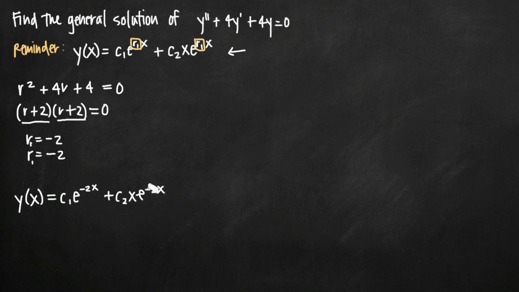And this is our final answer, even though we haven't solved for c sub 1 and c sub 2. If you're given initial conditions to go along with your equation, you can use those initial conditions to solve for c sub 1 and c sub 2 and get a particular solution instead of just a general solution. But in this case, since we don't have those initial conditions, we're just looking for the general solution, y of x, and we've got it here just by plugging our equal real roots into the formula that we have here.